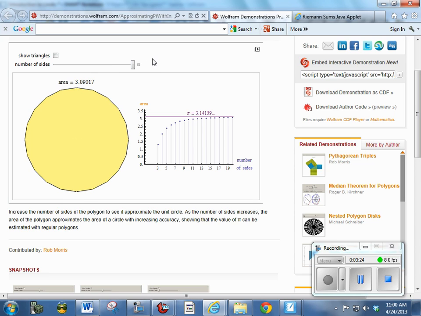Now we have 20 sides, and notice that the area of the inscribed 20-sided polygon is nearly the area of the circle. So the question is, what happens if the number of sides of the polygon becomes infinite? With an infinite number of sides, the polygon becomes the circle, and the area becomes exactly pi.